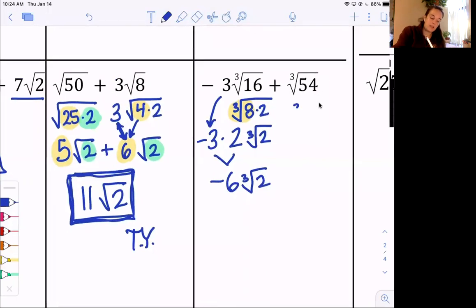What cube root could I break 54 into? What can I break 54 into in order to get a cube number? I can break it into 9 and 6. Yeah, Brandon, but 9 and 6 are not cube numbers. So I need to think about a cube number that I can break it into. I can break it into 27 and 2. The reason why is because 27 is 3 times 3 times 3, right? It's a cube number from the beginning.